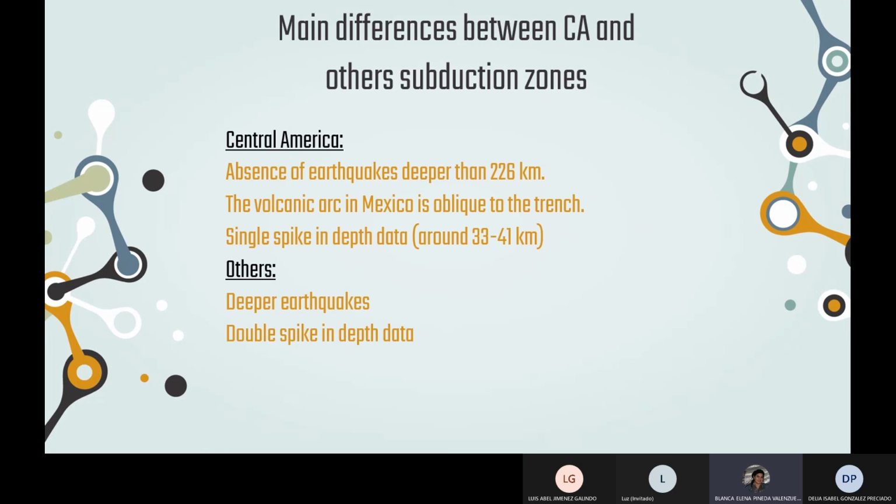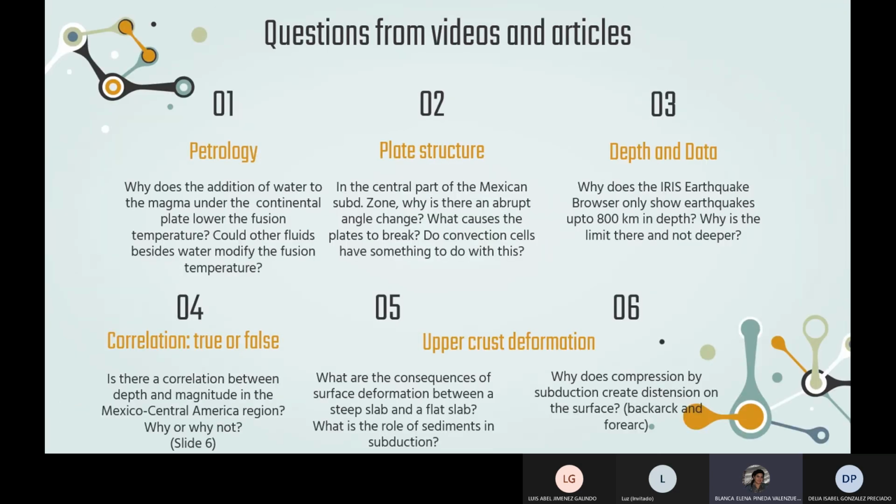In Central America, we have an absence of earthquakes deeper than 226 kilometers. The volcanic arc in Mexico is oblique to the trench. There's a single spike in depth data around 33 to 41 kilometers. Meanwhile, the other areas have deeper earthquakes and double spikes in depth data.